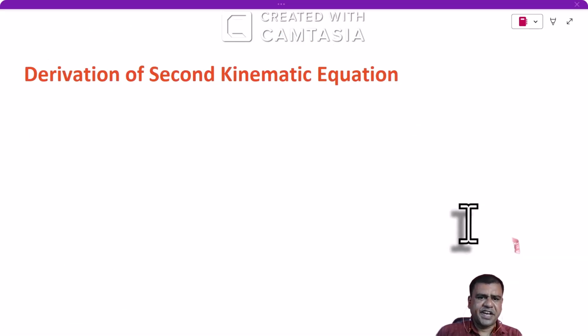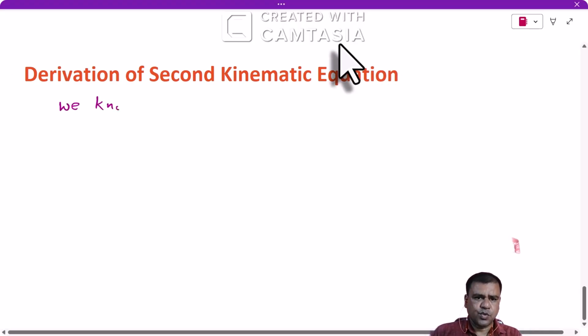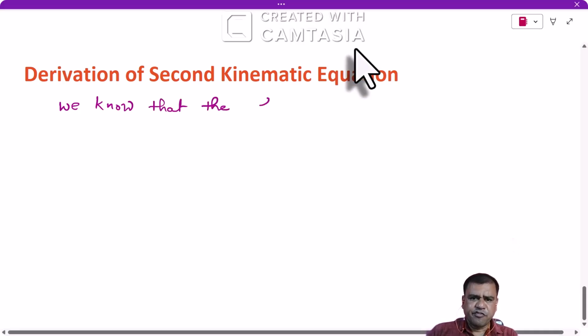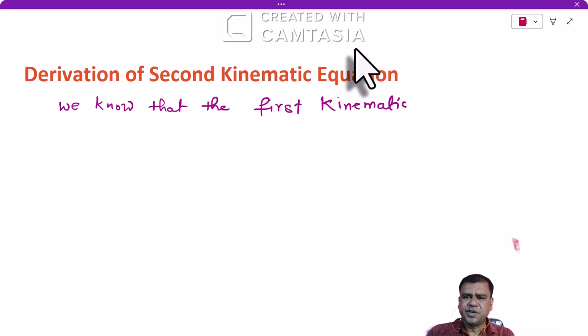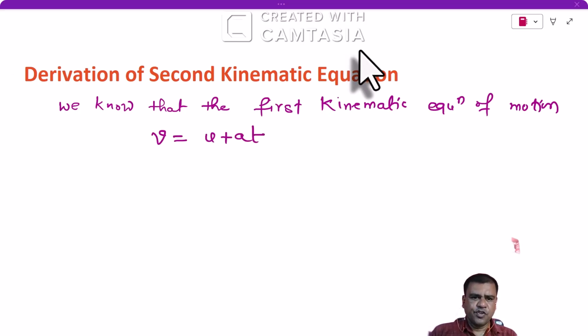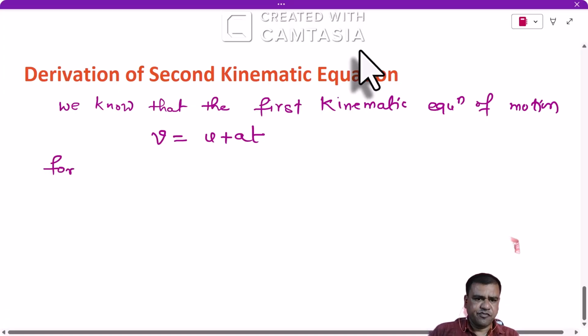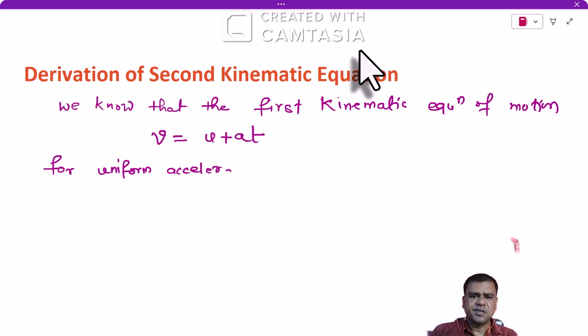Now coming to the derivation of second kinematic equation, we know that the first kinematic equation of motion which we have derived earlier is v is equals to u plus at, for uniform accelerated motion.